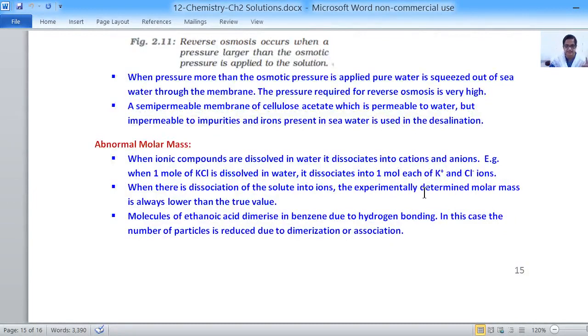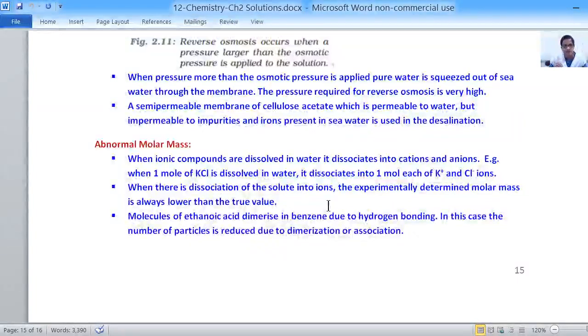So you have to understand one thing. Whenever there is dissociation of the solute into ions, the experimentally determined molar mass, that is, the molar mass we calculate experimentally, will always be lower than the true value. So in the case of ionic compounds, which will definitely dissociate into positive and negative ions, the experimentally determined molar mass will be much lower than the true, expected value.